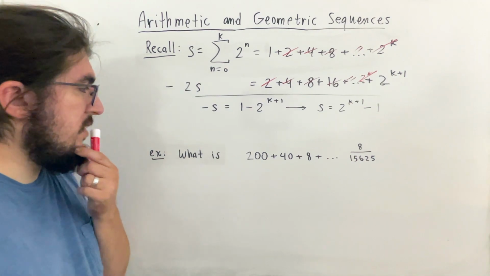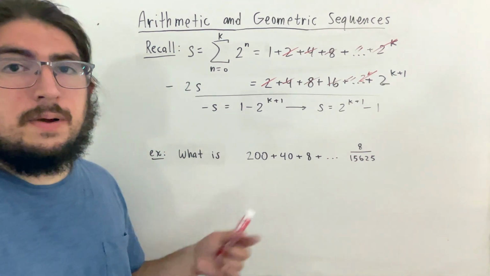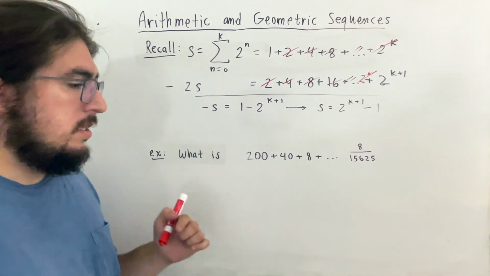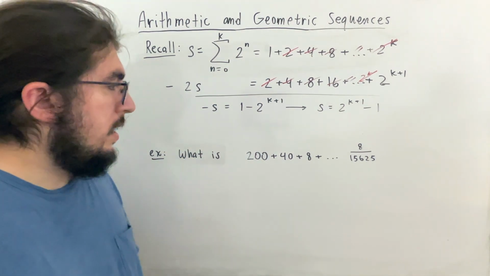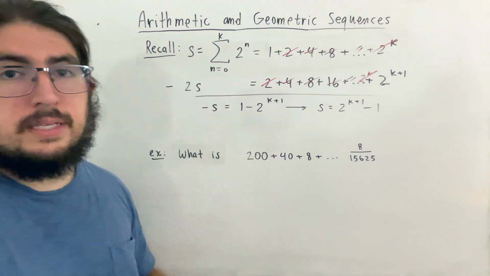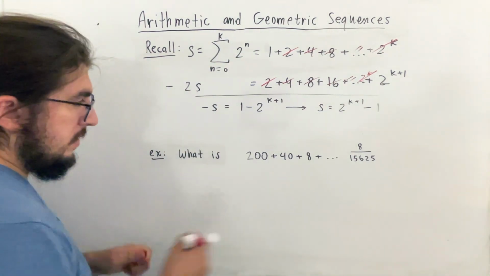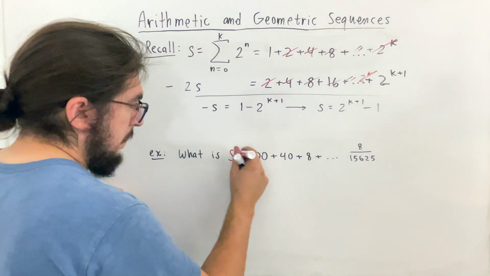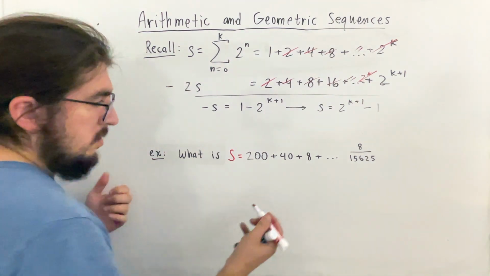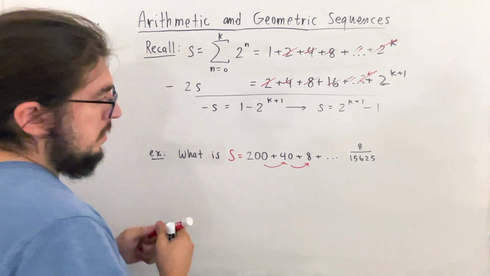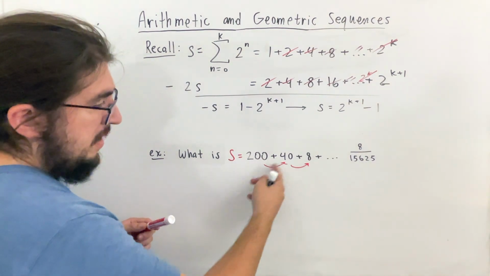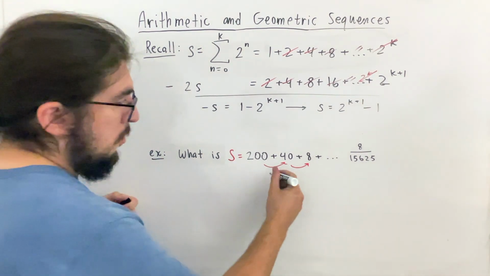Now I want to do the same idea, the same process, for this example. When you have a geometric series, or geometric sum, I should say, you can apply this technique. So I'm going to call this sum S and multiply by the common ratio. First, let's find the common ratio. We're actually going to be dividing by something because we're getting smaller. So here we're multiplying by 1/5.